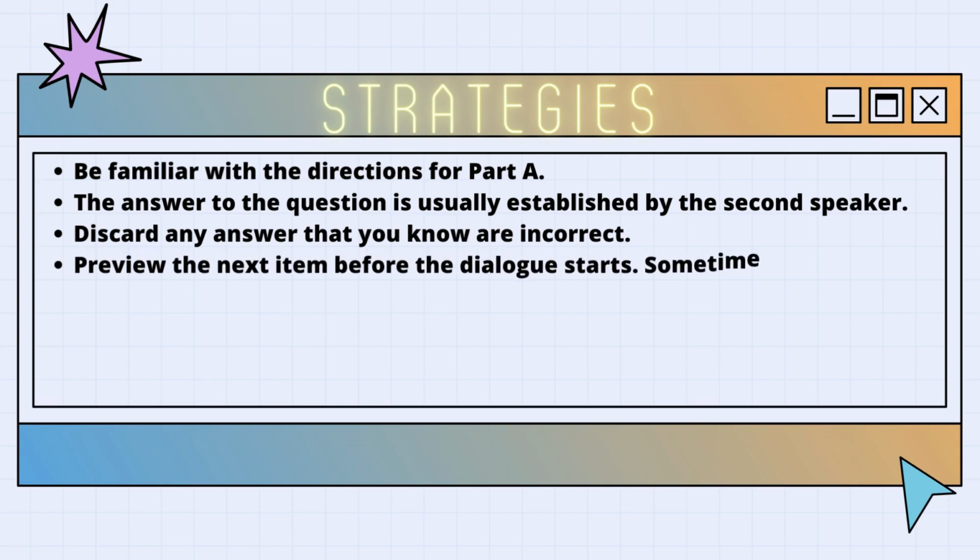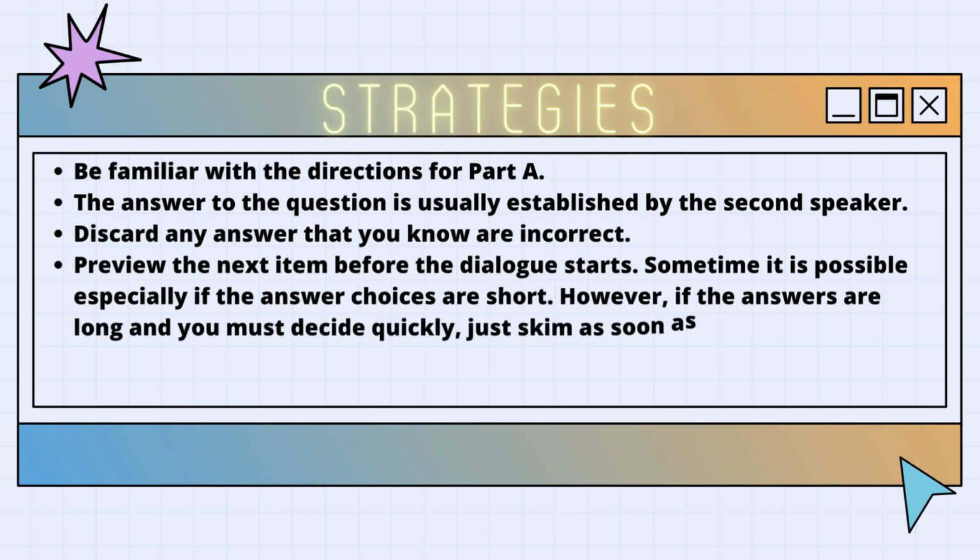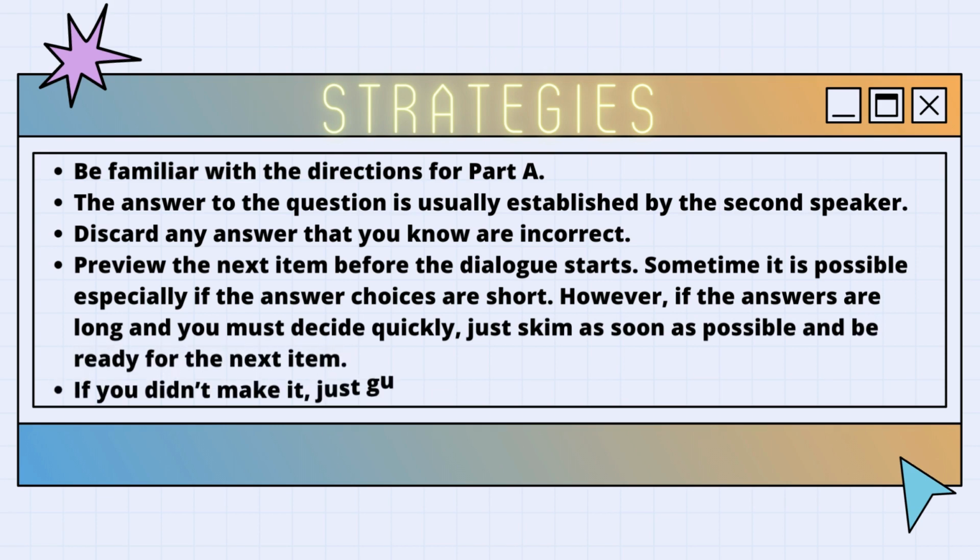Here you have the strategies for Section 1, Part A. Be familiar with the directions for Part A, obviously, as you should in every part. The answer to the questions is usually established by the second speaker, as we have previously said. Discard any answer that you know is incorrect. That's also very important. Preview the next item before the dialogue starts. Sometimes it is possible, especially if the answer choices are short. However, if the answers are long and you must decide quickly, just skim as soon as possible and be ready for the next item. If you don't make it, just guess and go.